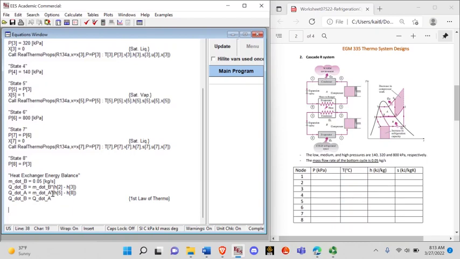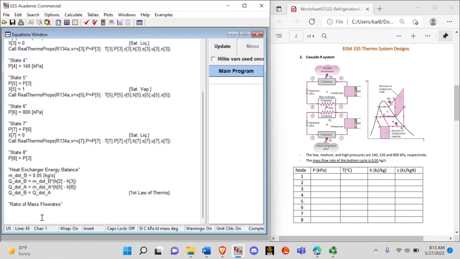So now we need an equation to find M dot A. So we need to do a ratio of mass flow rates. We can have a new variable y to represent the ratio. We can say M dot B over M dot A, cycle B over cycle A.